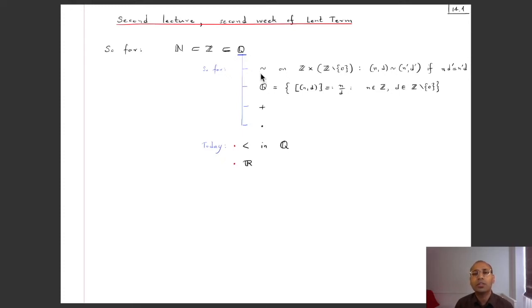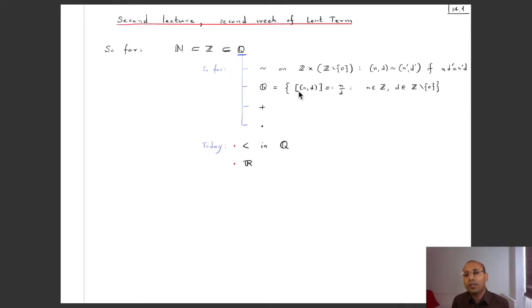So we first introduced this equivalence relation on the Cartesian product of the integers with the non-zero integers, and two pairs n comma d and n prime comma d prime in this set are said to be related to each other if the corresponding fractions are the same intuitively. That is, n by d is n prime by d prime. In other words, n d prime is equal to n prime d. And then the set of all rational numbers were all the equivalence classes that you get under this equivalence relation.